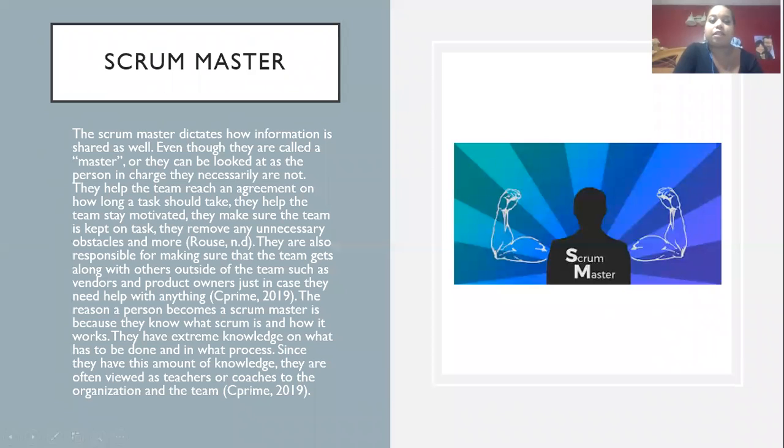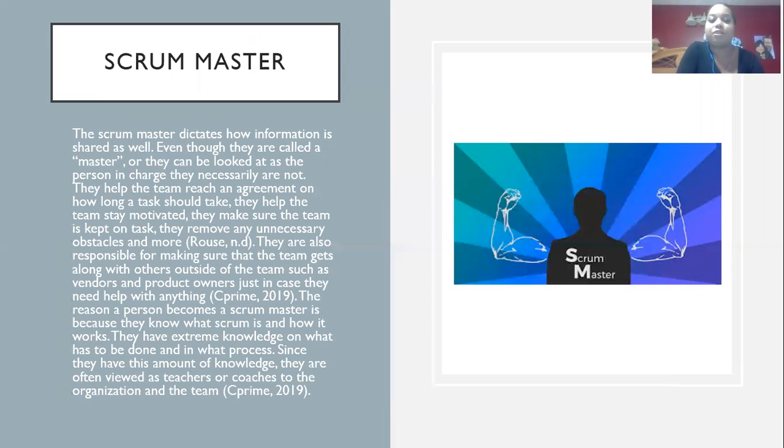A Scrum Master is a Scrum Master. They dictate how information is shared as well. Even though they're called a master, they can be looked at as a person in charge sometimes, but this doesn't mean that they're technically in charge. They just really help the team. They're there for the team mostly. They're not there to boss you around or dictate and things like that.